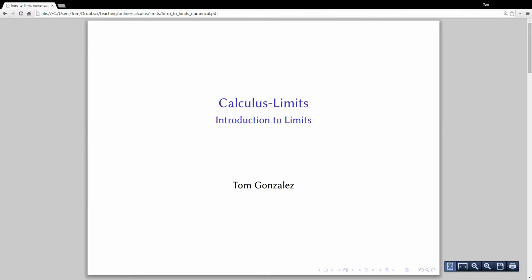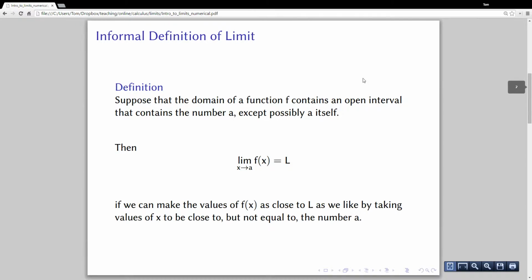In this video, we're going to talk about limits, and we're just going to introduce the definition of a limit and then describe our general approach to figuring out limits. So right off the bat, let's start with the definition of the limit, and this is an informal definition. It's not really the technical definition, but it's the definition that we're going to use for reasons that I'll talk about a little later.